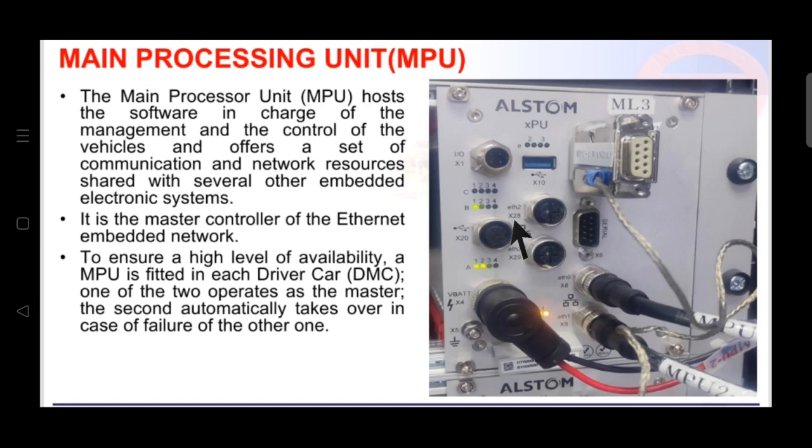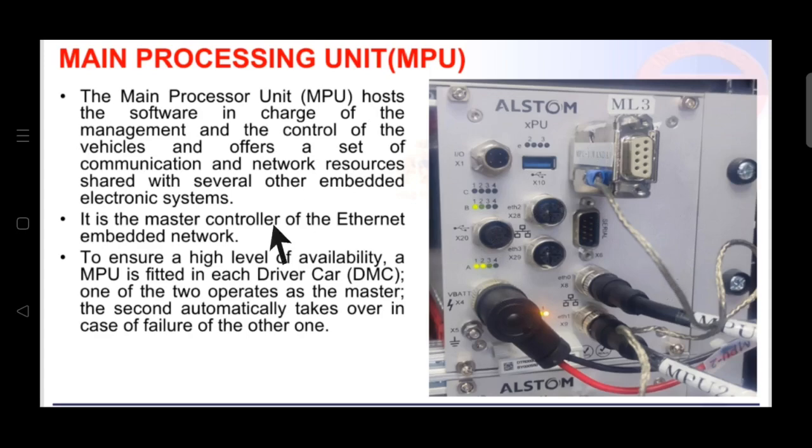So in automatic mode everything is happening automatically. How is it happening automatically? It is happening automatically just because of the computerized system. If the system is computerized, then there would be a processor embedded in it, and that processor is known as the MPU, also known as the main processing unit, right? As you can see, this is the picture of the main processing unit which I have taken from the train. This is how the main processing unit looks.